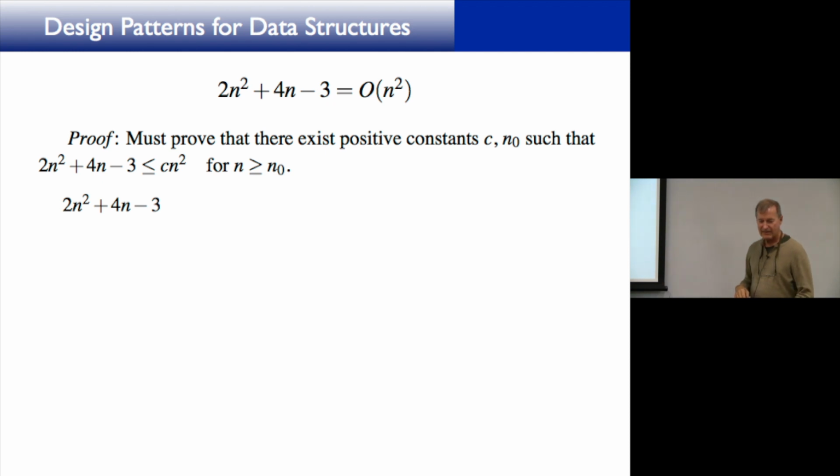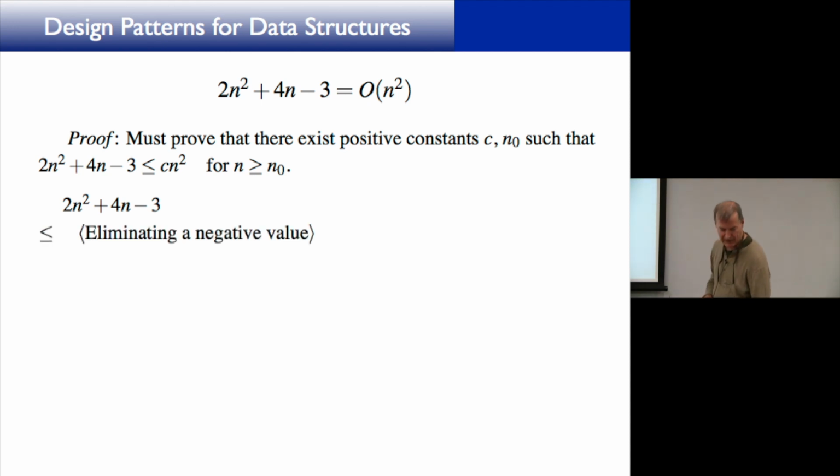Now, what can we do with this minus 3 hanging out here? Don't you agree that if we eliminate this negative value, then 2n squared plus 4n minus 3 has to be less than or equal to 2n squared plus 4n? Every single step is logical, right? Because if you subtract 3, and then you don't subtract 3 anymore, yeah? Is everybody good?